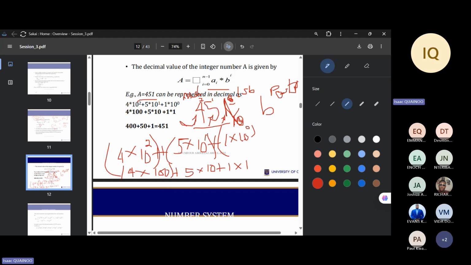So you can see that the least significant bit here becomes 1, then it increases to 10, to 100, and so on. So 4 times 100 becomes 400. 5 times 10 becomes 50. And then 1 times 1 becomes 1. So the resulting answer becomes 400 plus 50 plus 1, which is the same 451, just as in the question, because we are converting a decimal number to a decimal again, which will result in the same result.